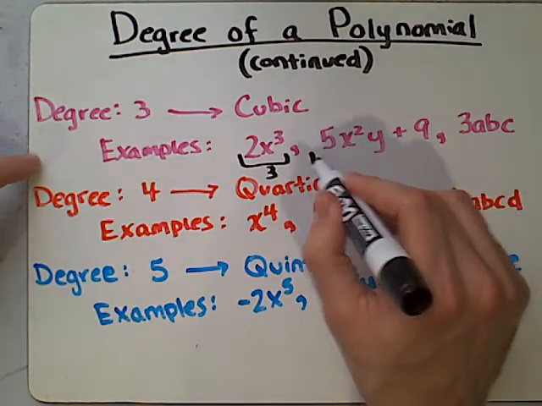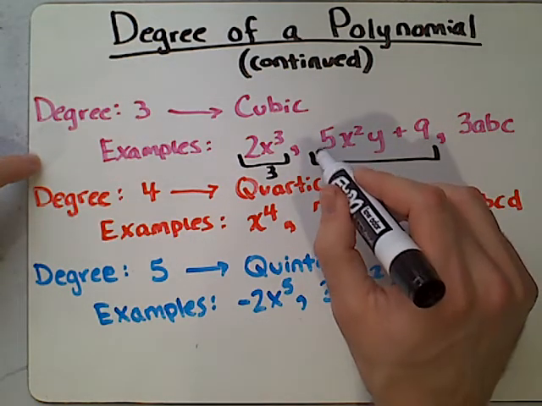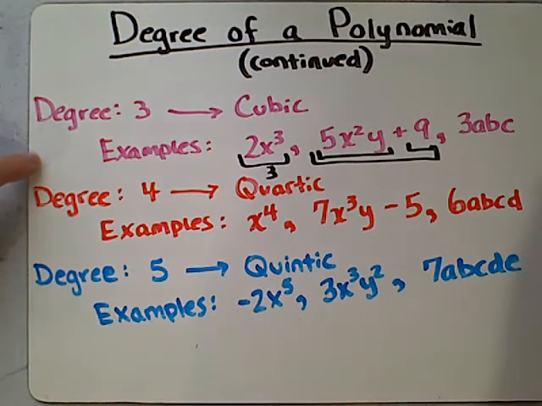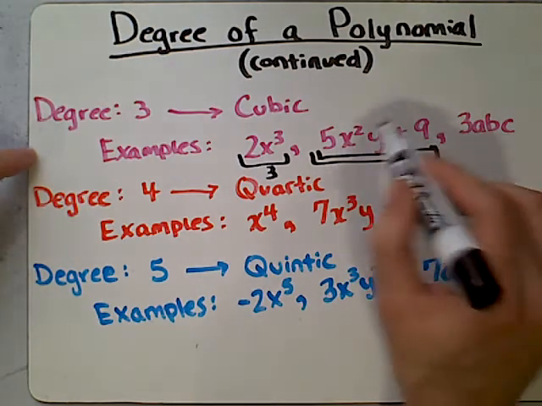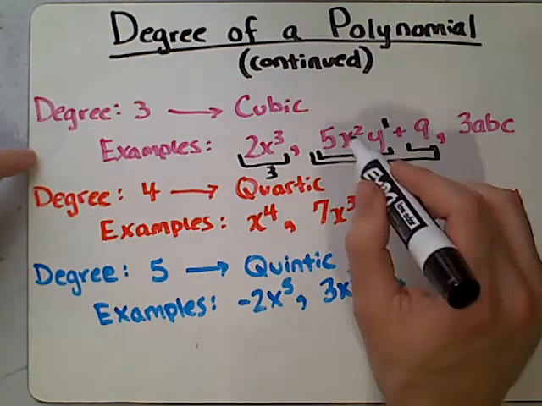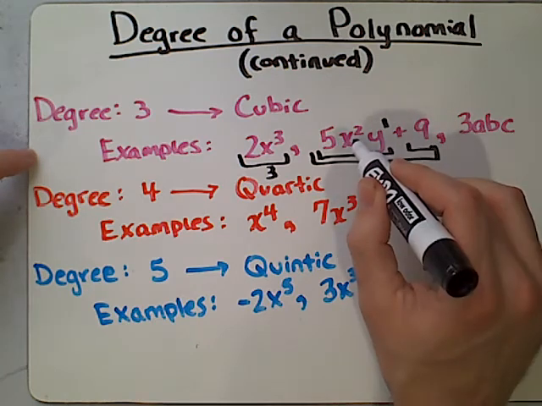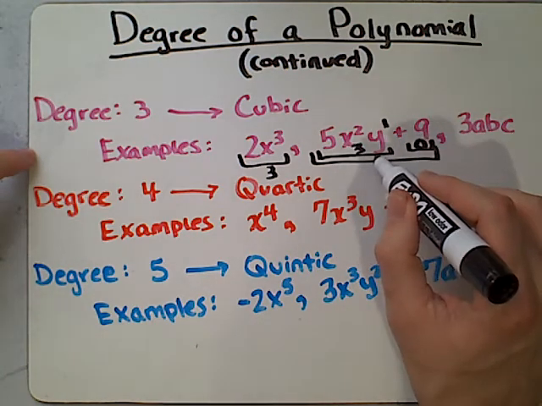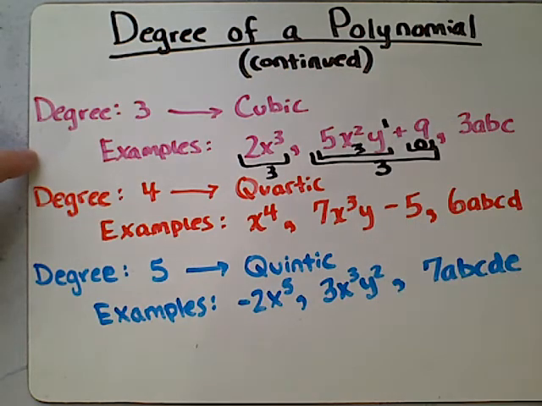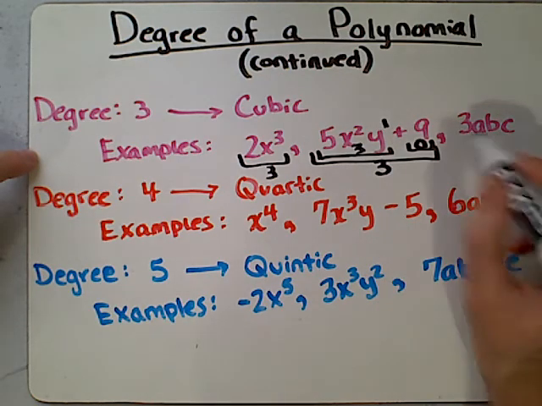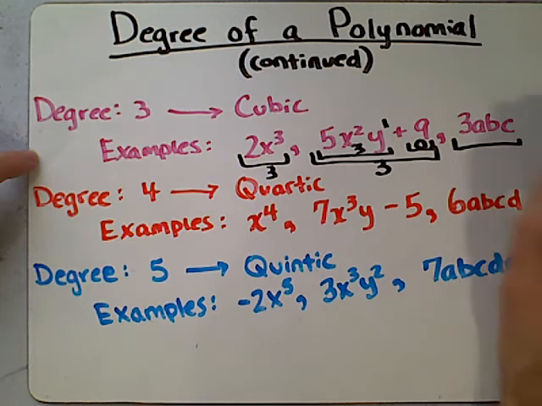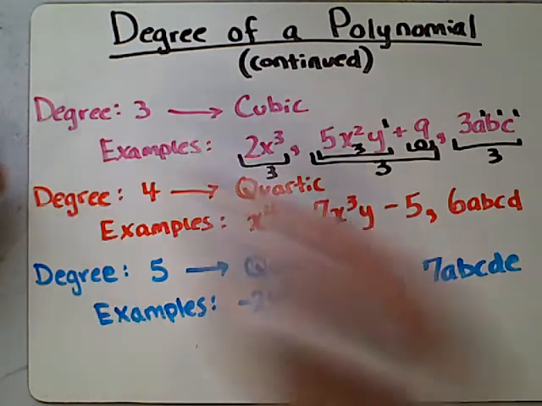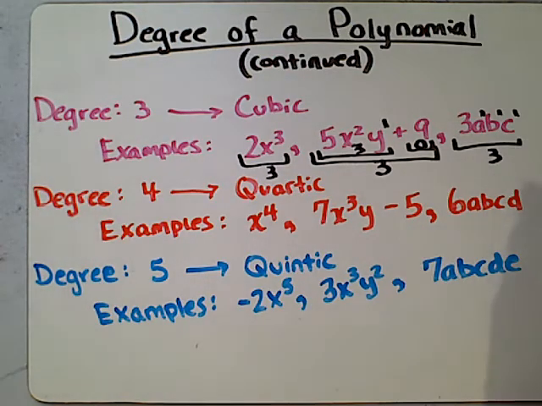Now, in this binomial here, I'm going to focus on the first term first. We have an x to the second power and a y to the first power, which means this has a degree of 3. The second term just has a degree of 0, which means the entire expression has a degree of 3. With this last monomial, we have 3 different variables. Each of those has a power of 1. We can add those together, and that is also an example of a cubic or third degree monomial.